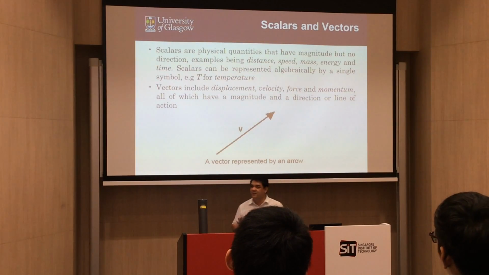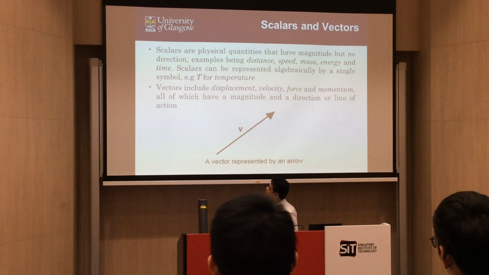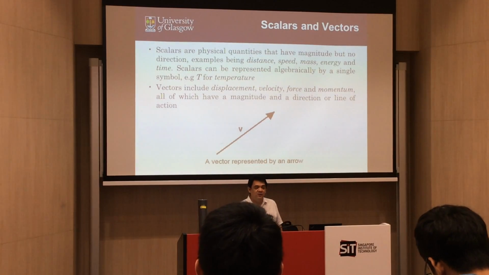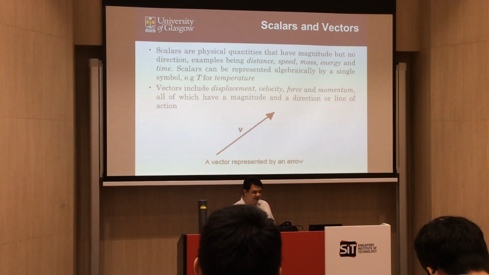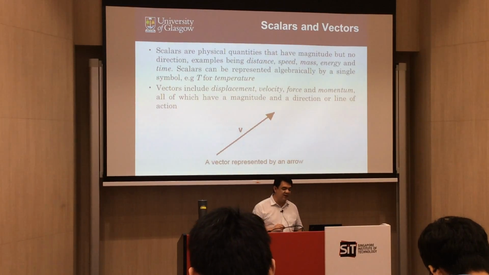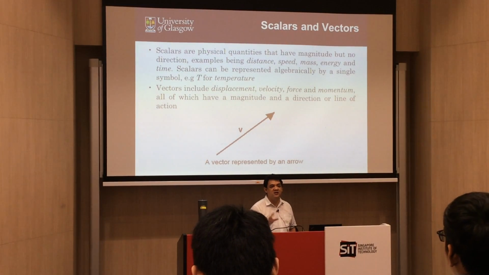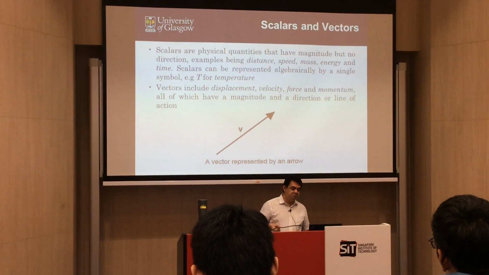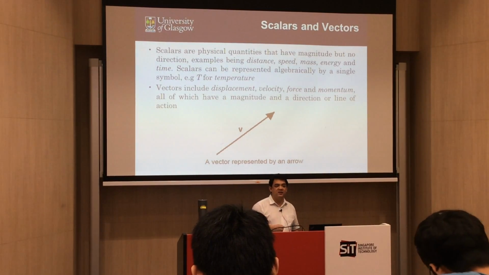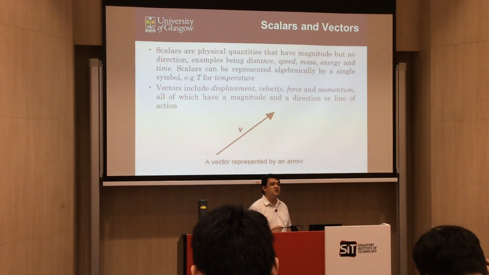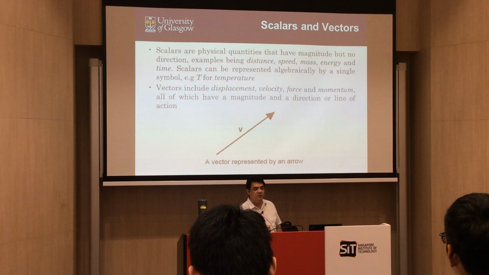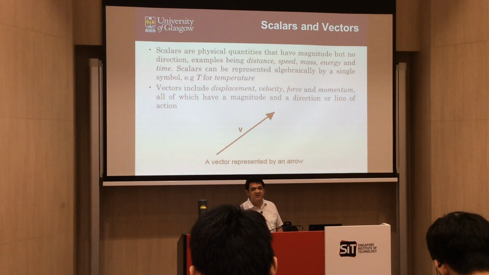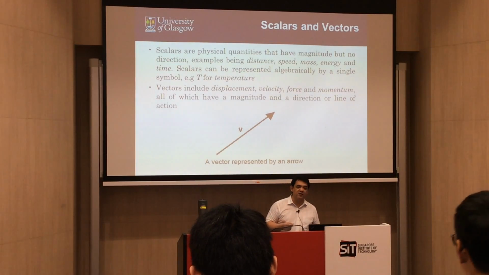So scalars, very simple, arrow with a direction. Of course, a vector will always have a magnitude and it will always have a direction. Scalars are just magnitudes. They can be distance, speed, mass, energy. Mass is a scalar, but if you have a weight, that will be a vector. Okay, mass is a simple magnitude, weight is a magnitude plus direction.